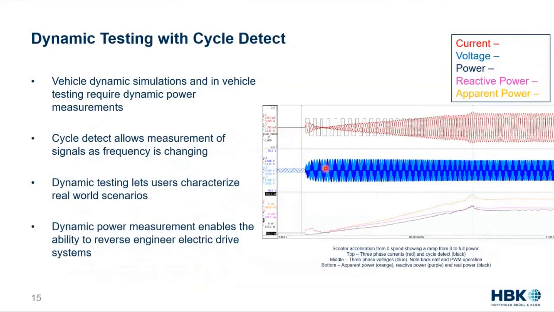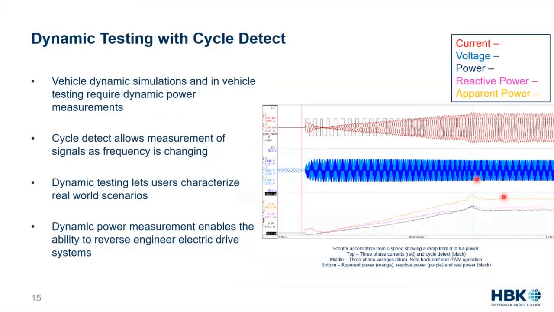An example of dynamic testing with cycle detect: this is a machine startup where we have currents in red, voltages in blue. These are PWM voltages, and then again our power, reactive power, and apparent power in black, pink, and orange. And we can see that as that machine starts up, we have a small, slow frequency. The machine frequency increases, and that cycle detect tracks it right along. We have all of this recorded, so we know and we have confidence that these power values are correct. Everything's recorded. You can always reference back. The system is auditable. So as that frequency is increasing, that power level we can see increasing, and we can track that in dynamic scenarios.